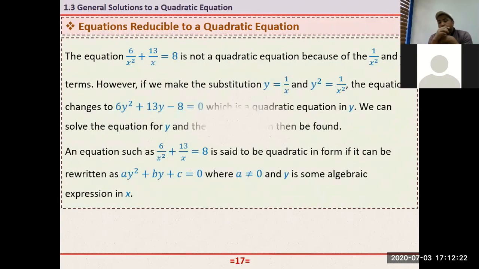Now we will talk about equations that are reducible to a quadratic equation. When you look at the question, a lot of equations may not look like a quadratic equation. Here we are going to see a very simple one, because these quadratic equations are really important.